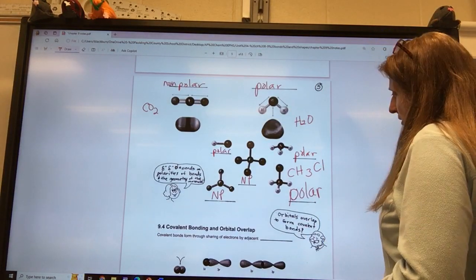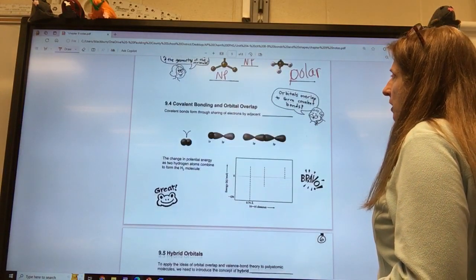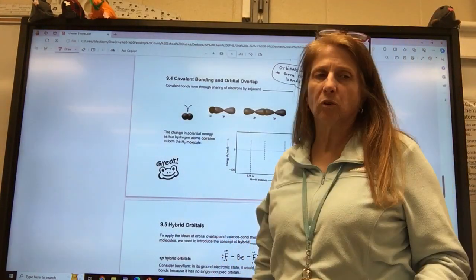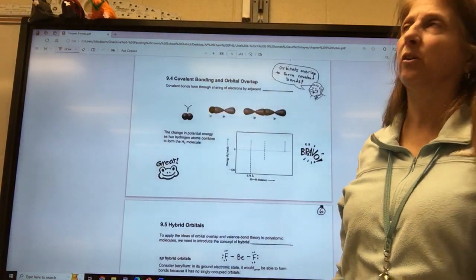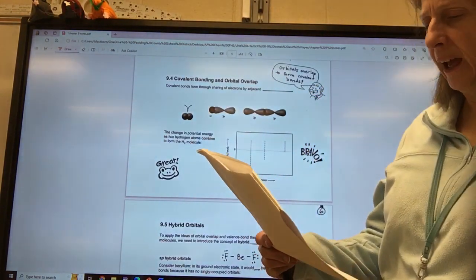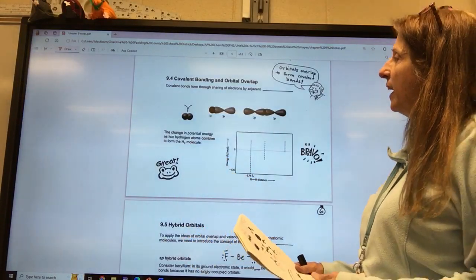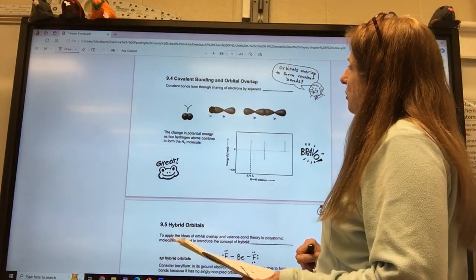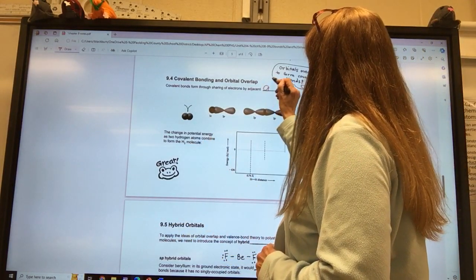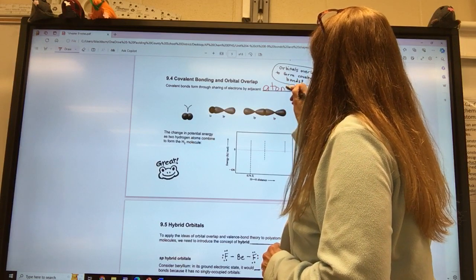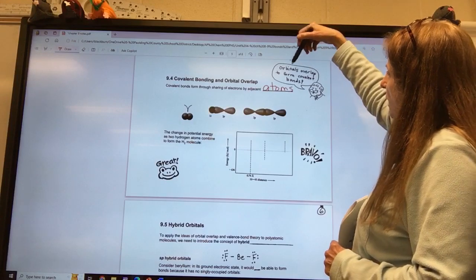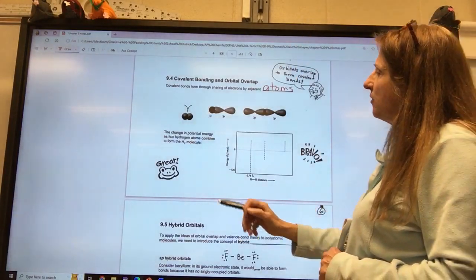Okay, so now we're going to learn a new concept that you didn't learn in honors: covalent bonding and orbital overlap. At least you didn't in my class. So what a bond actually is: covalent shared bonds, no electron transfer, formed through sharing electrons by adjacent atoms. So atoms are next to each other and they share. And when they do, the orbitals overlap to form covalent bonds.